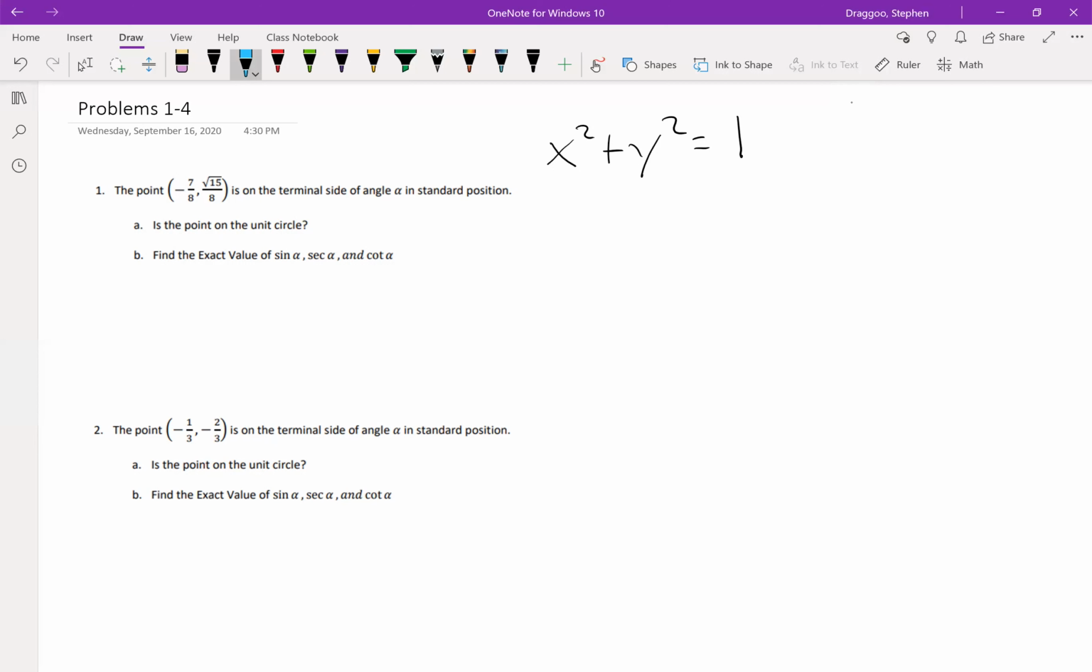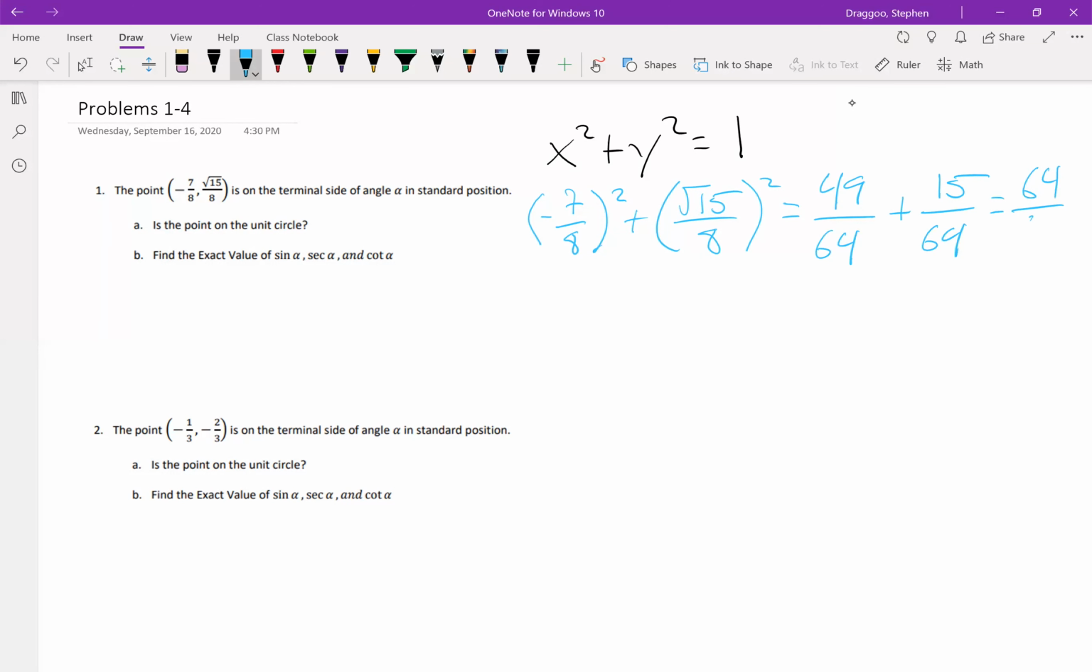So in problem 1, we're going to ask if the point -7/8, √15/8 belongs on the unit circle. So we'll just plug those numbers in. (-7/8) squared plus (√15/8) squared, and check to see what we get. I get 49/64 plus 15/64, which is 64/64, which is 1. So yes, this point is on the unit circle.